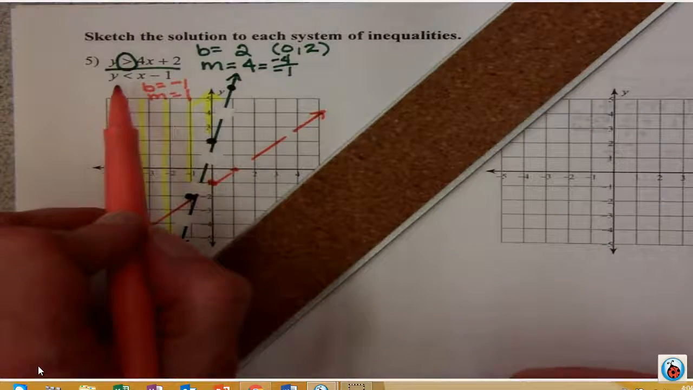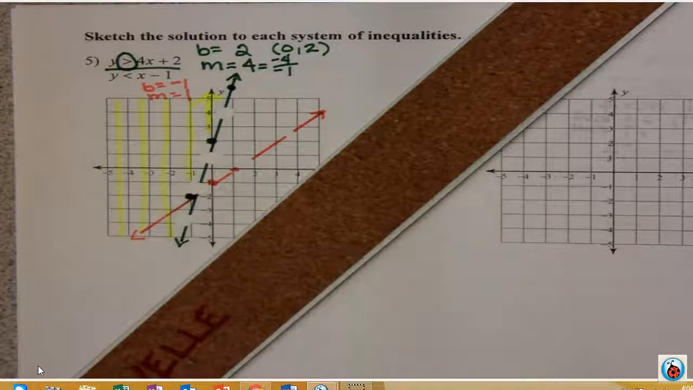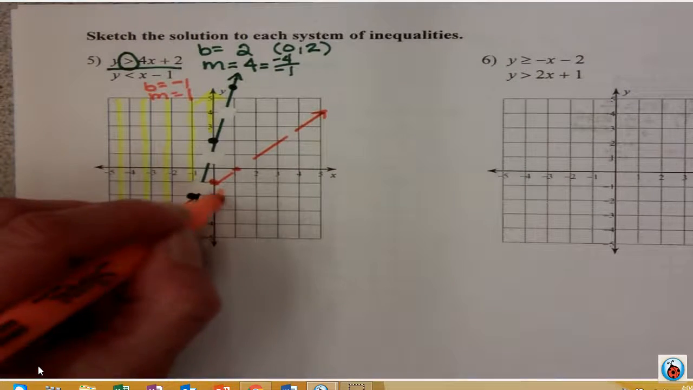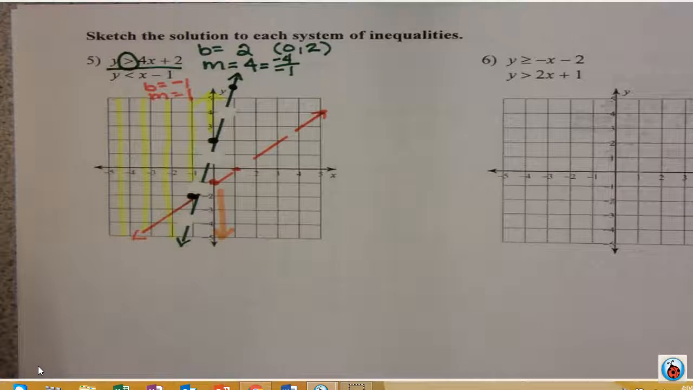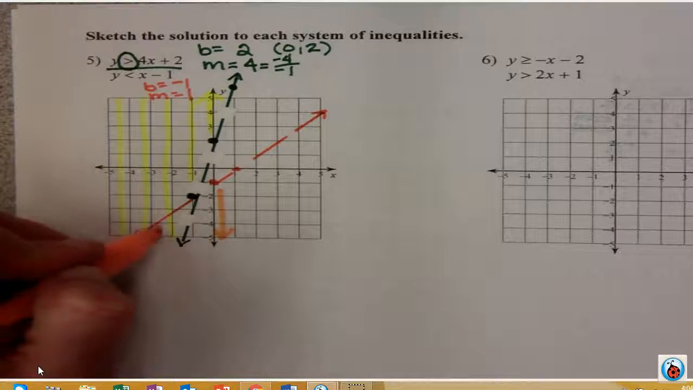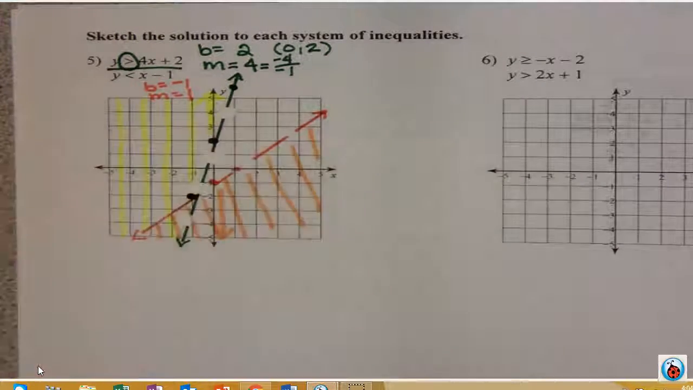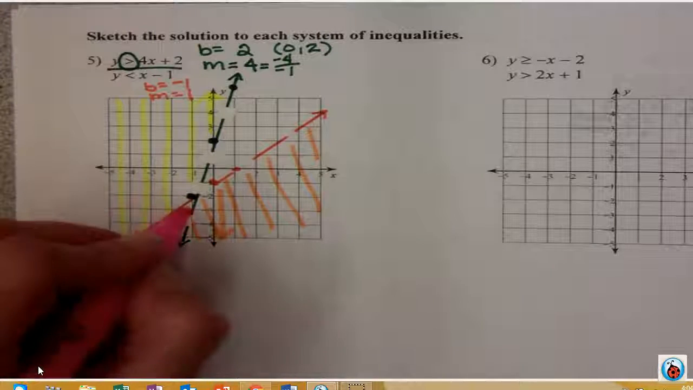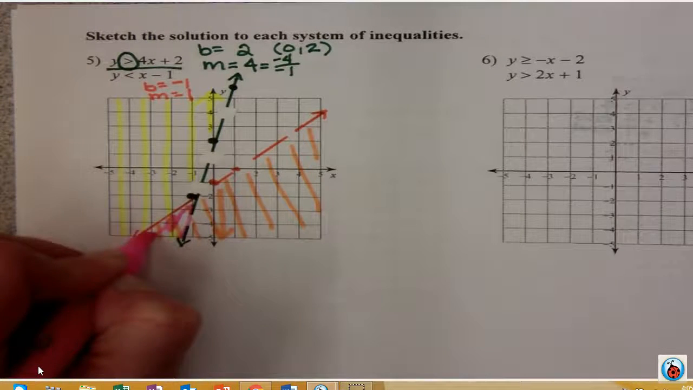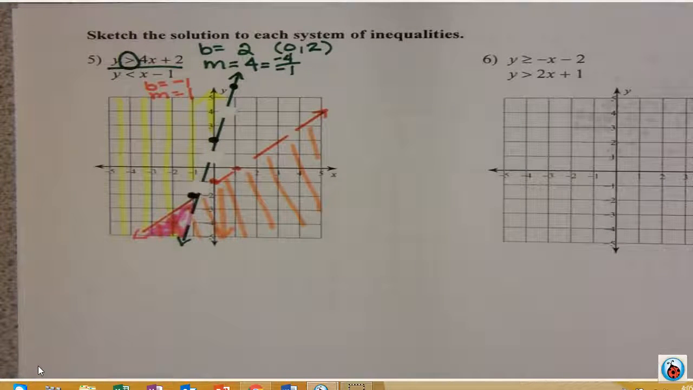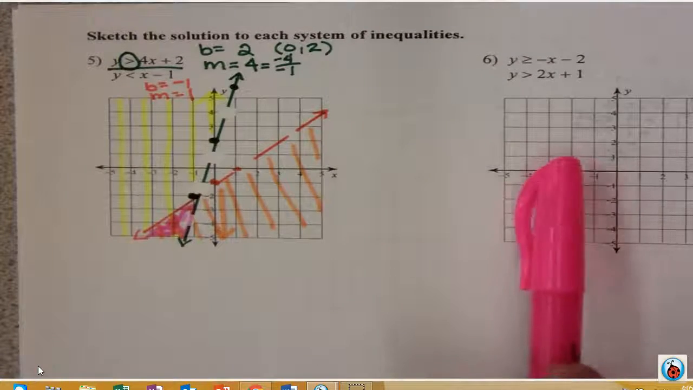And I now need to go y is less than. So for that line, I would highlight or shade, since y is less than, everything below that line. So that means everything below that line gets shaded. So what is it that is shaded twice? It is this area right here. This area right here is shaded twice. That teeny little area. Those are where your solutions are. So you should be able to do this one.